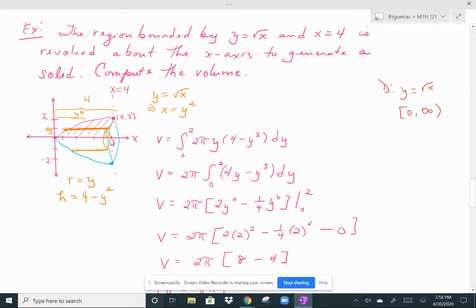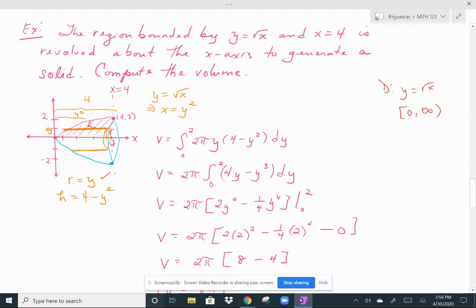And then imagine taking that height and rotating it around the x-axis, so you've created your shell that you see here. Again, the shell has a radius and a height associated with it. The radius is this right here. It's the distance from the x-axis to the point on that height. So that is y units. And the height is this right here.